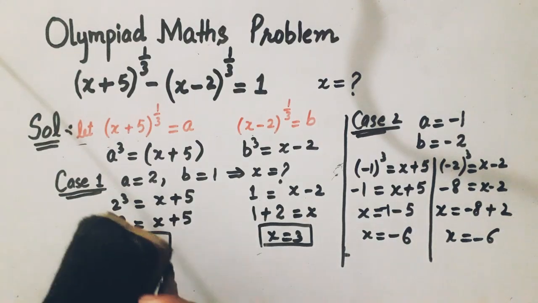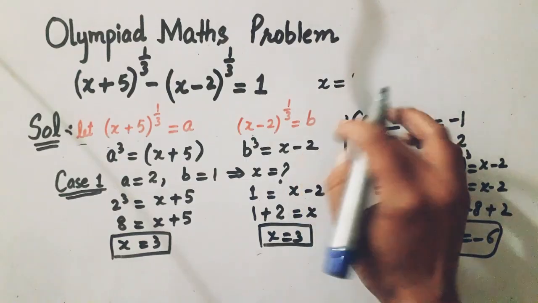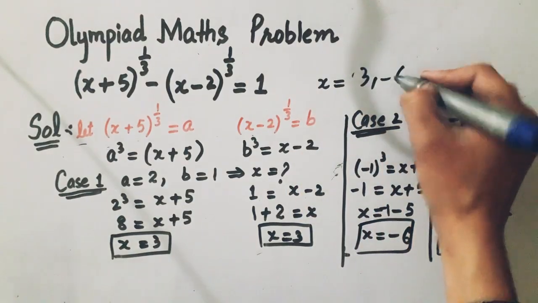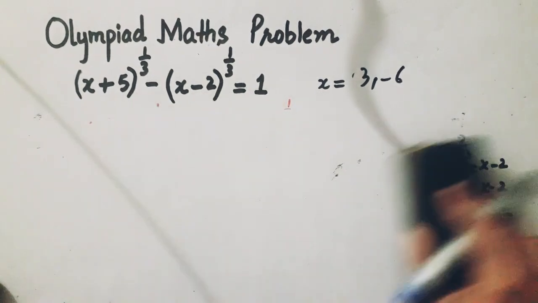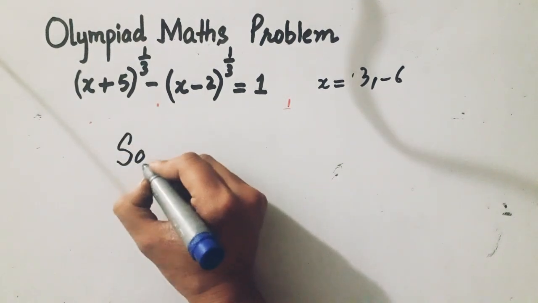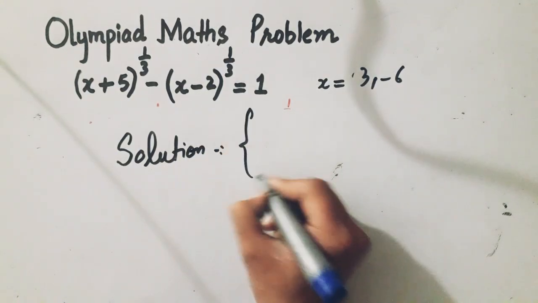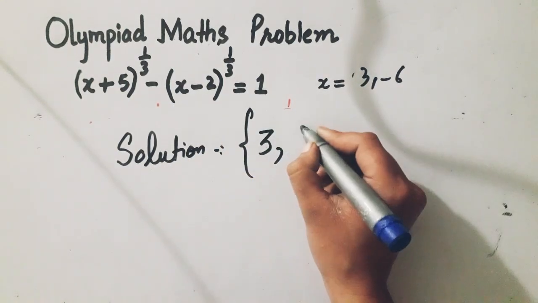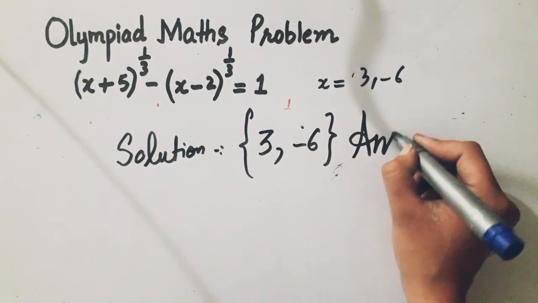Now we will write the final solution here. The solution will be x is 3 and x is minus 6. So this is the final answer.